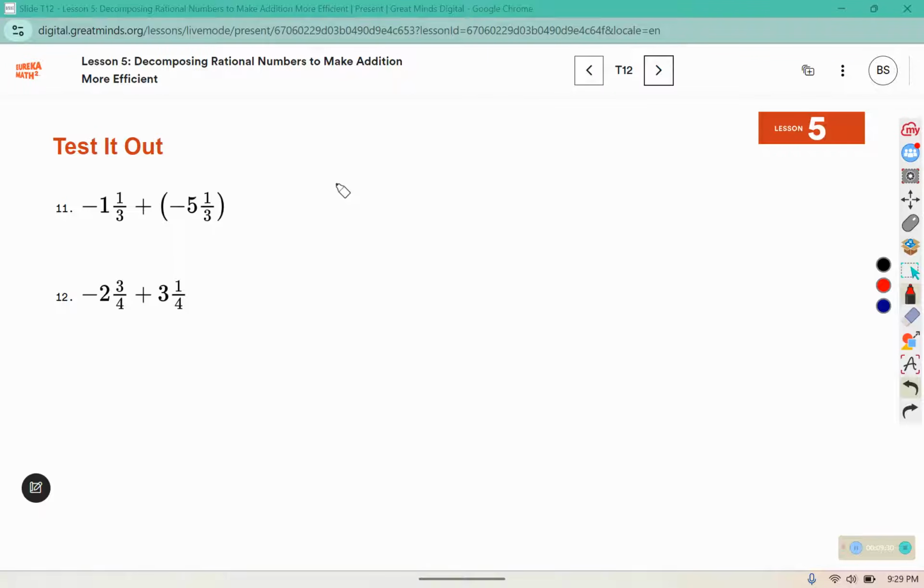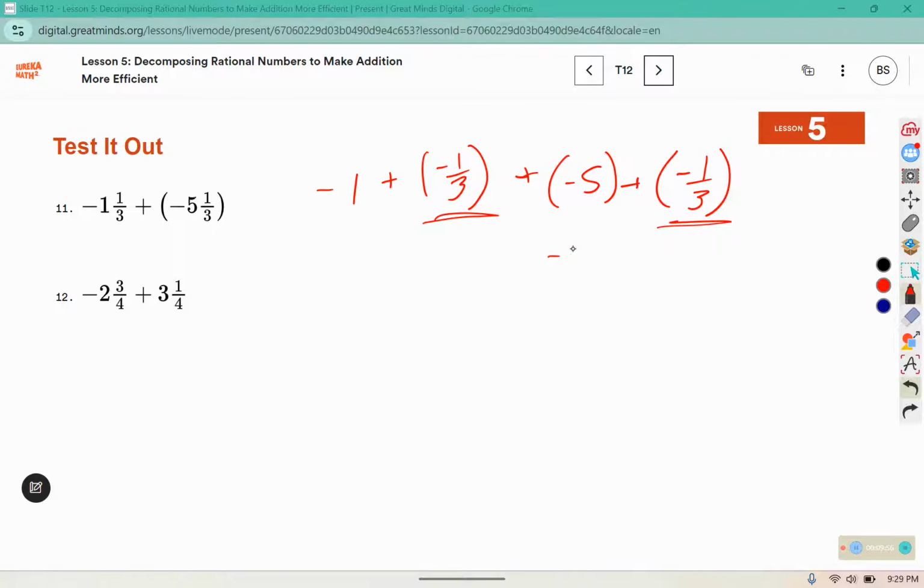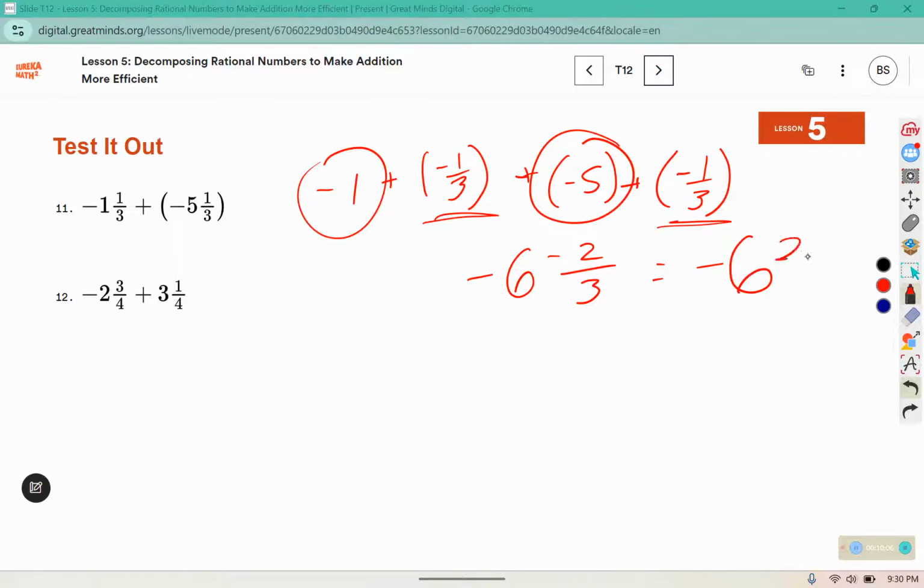Let's separate this one out into the whole numbers and fractions. Be careful on this one. This is negative 1 and 1/3. Remember, in our number bond from the earlier problems, both of those parts are negative. I have negative 1/3 and negative 1/3, which makes negative 2/3. I have negative 1 and negative 5, which makes negative 6. So this answer would say negative 6 and 2/3.